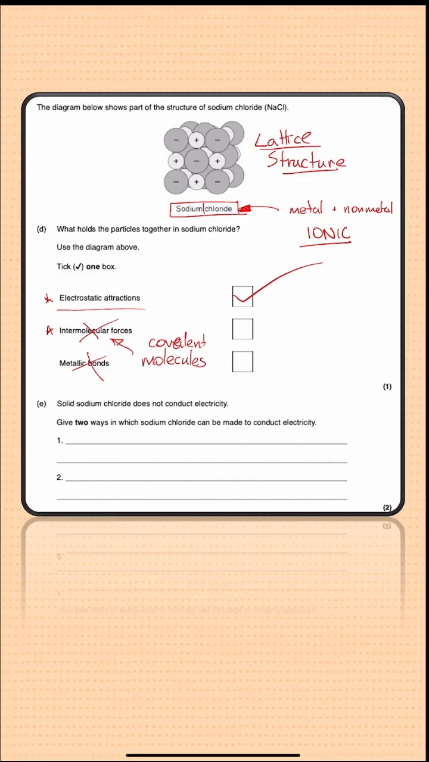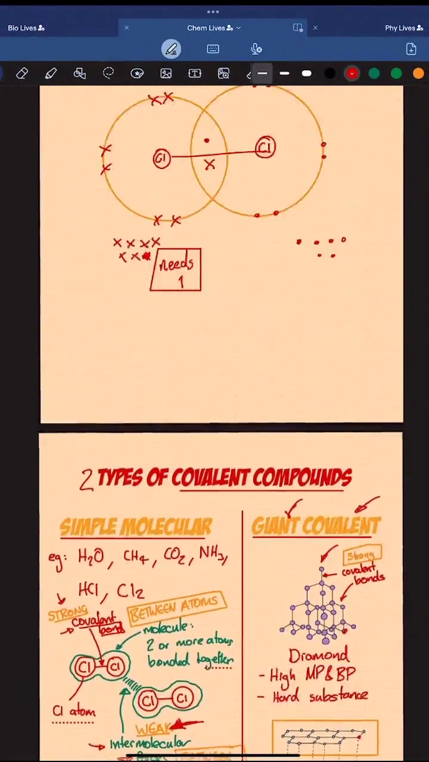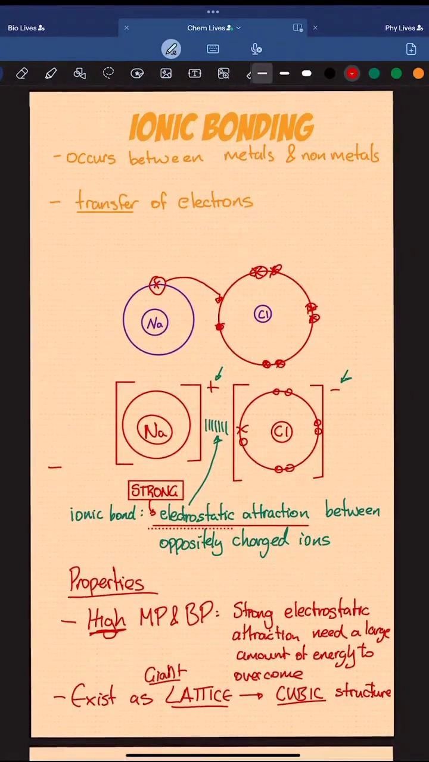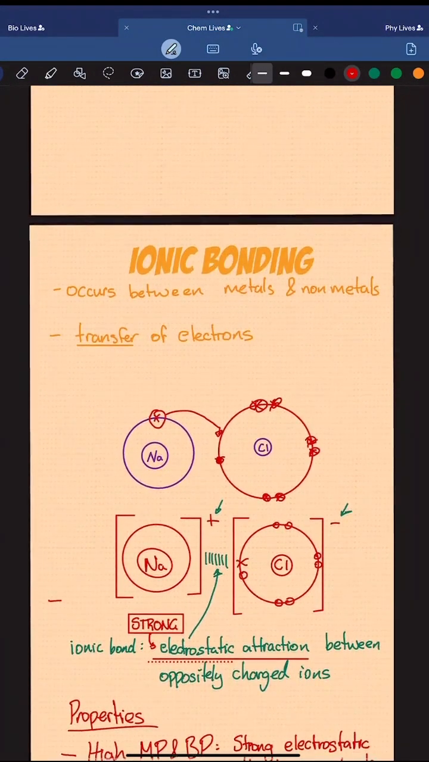So that's the answer. Solid sodium chloride does not conduct electricity. Give 2 ways in which it can be made to conduct electricity. So we've already realized it's ionic. So when it's solid, ionic compounds do not conduct electricity when solid. I'm going to write it up here. Do not conduct electricity when solid. When do they conduct electricity? That's what the question is asking.